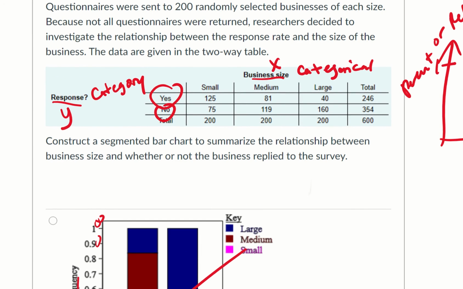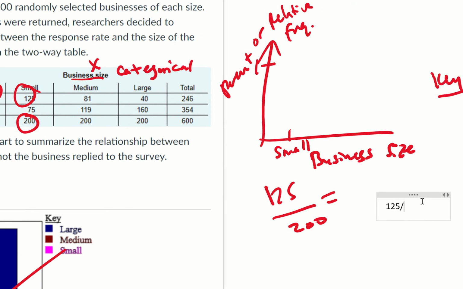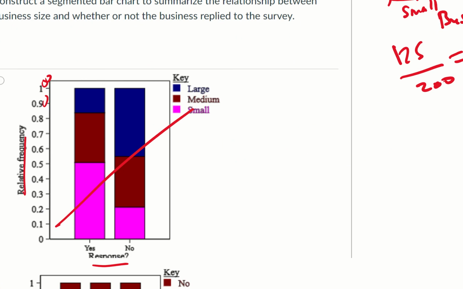Let's go ahead and calculate. For a small business, what's the percent that say yes? There are 200 small businesses, and 125 say yes, right? So 125 divided by 200, times 100, of course. So 62.5%. Let's see if that matches up here.